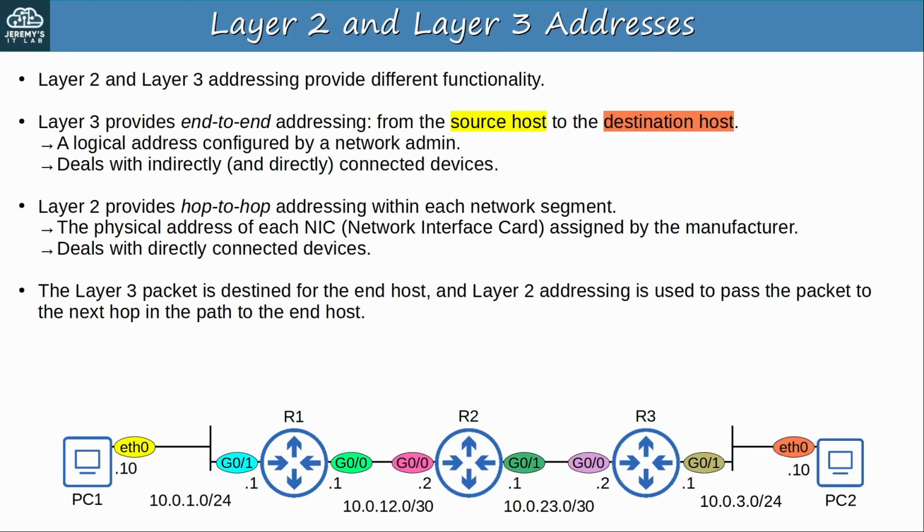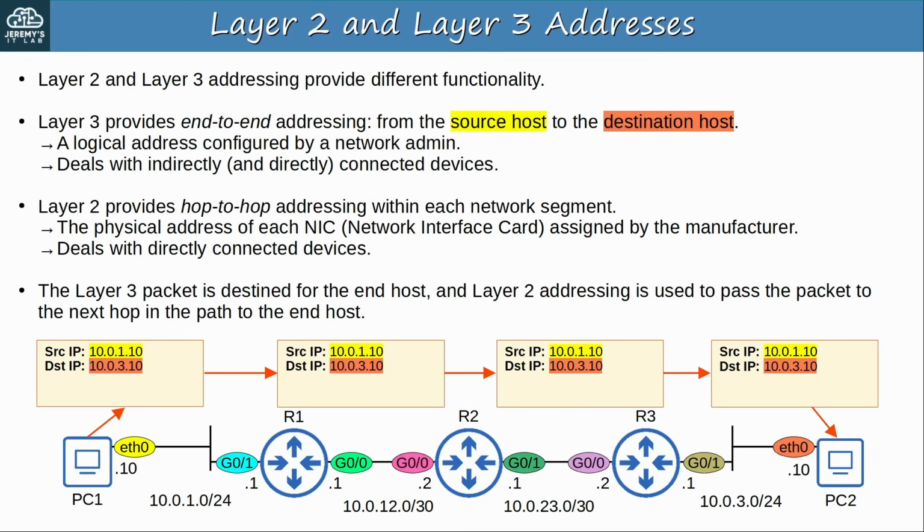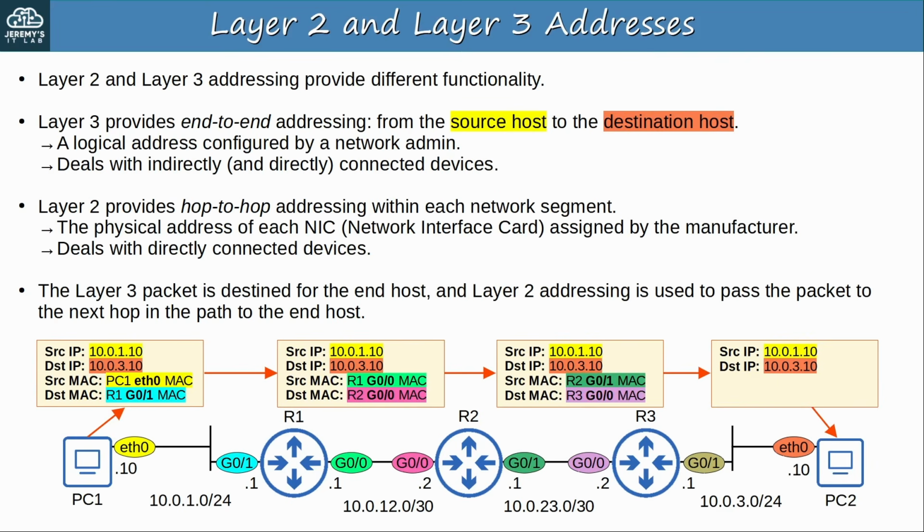So, as shown in the previous video, when PC1 in the below diagram communicates with PC2, the source and destination IP addresses remain the same throughout the journey. However, at this first hop, the frame is from PC1 to R1 G0/1. Then at the second hop, the frame is from R1 G0/0 to R2 G0/0. Then at the third hop, the frame is from R2 G0/1 to R3 G0/0. And finally, at the final hop, it is from R3 G0/1 to PC2. Layer 2 and Layer 3 work together to successfully deliver the packet to the destination host.